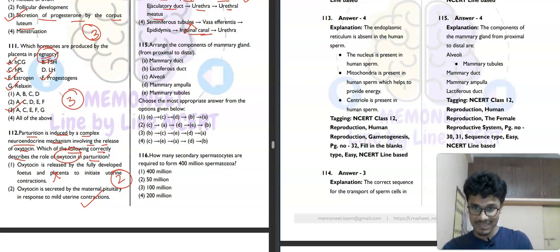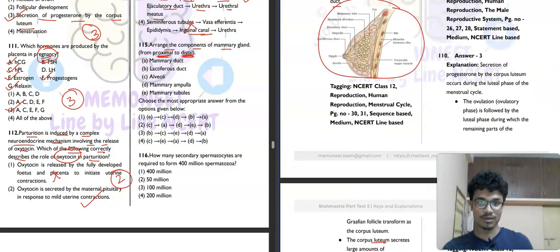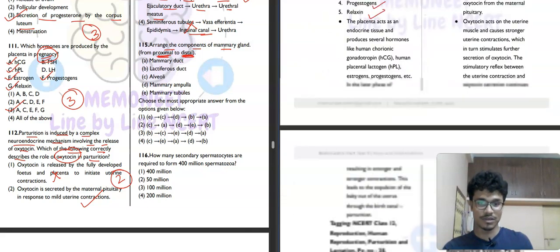115. It is saying, arrange the components of mammary gland from proximal to distal. Mark this word, proximal to distal. The options are given: mammary duct, lactiferous duct, alveoli, mammary ampulla, and mammary tubules. You can also see this one. This is very important. This is very important. So many questions you can make from this. So now let's see proximal to distal.